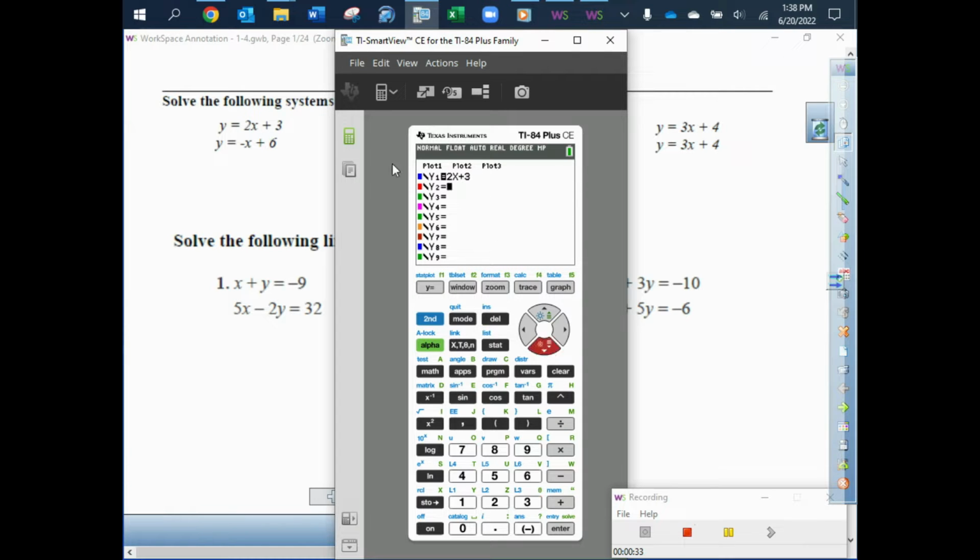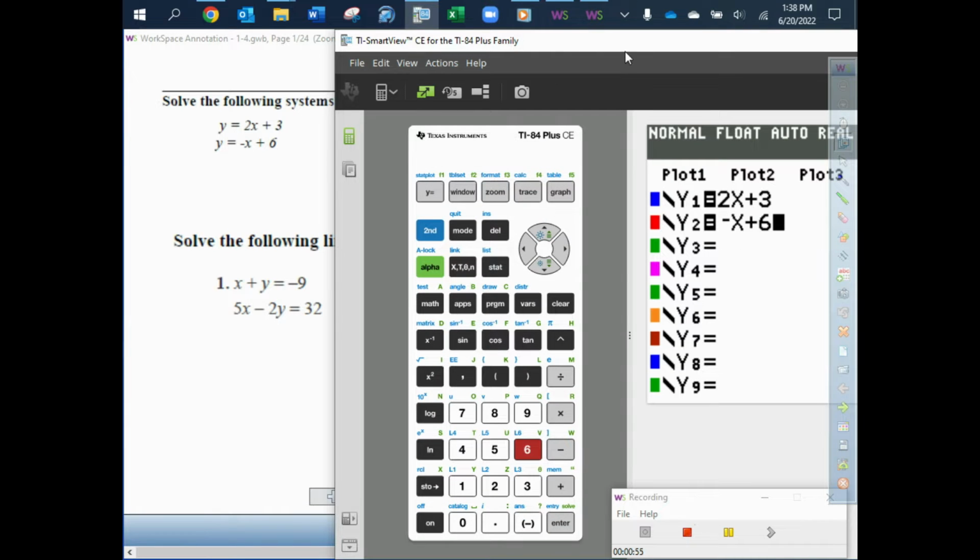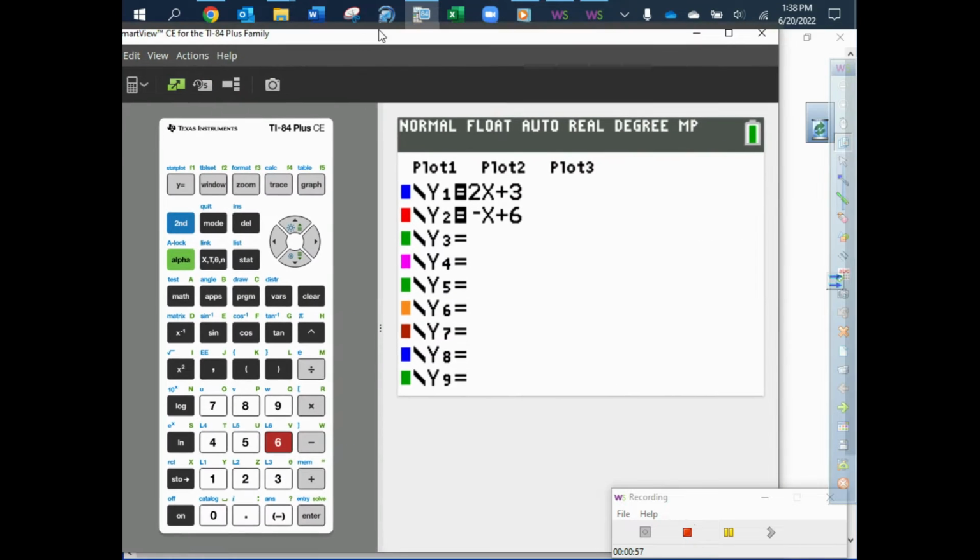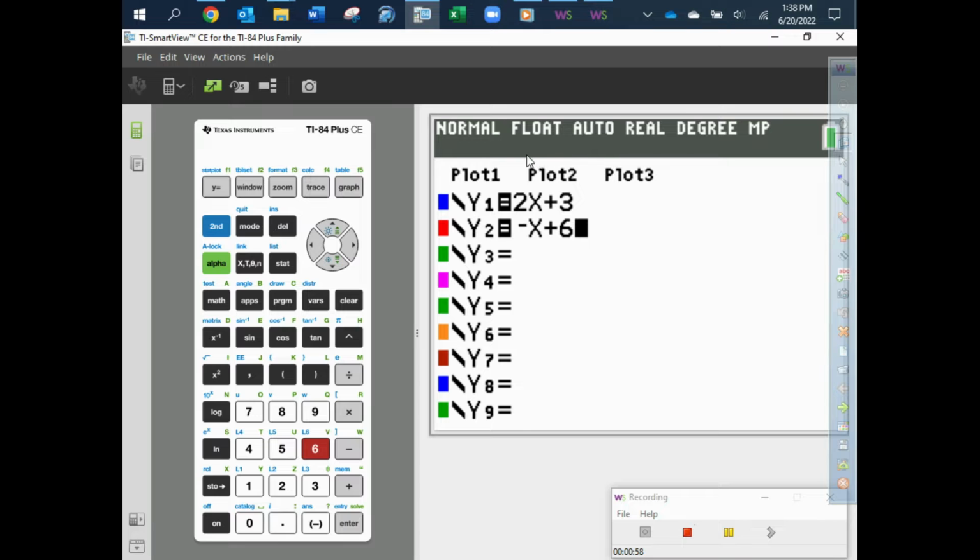And then I'm going to go down and graph negative x plus 6. Remember, there's a huge difference between your negative symbol and your subtraction symbol. So if you want a negative x, make sure you hit the negative and not the subtraction. So I got both of those in there. Make this a little bigger now so we can see what's going on.